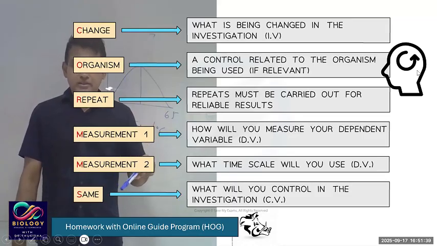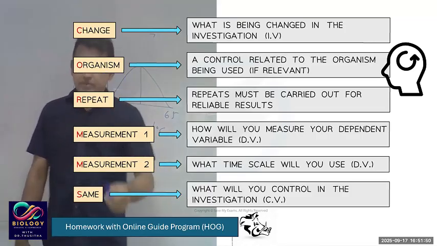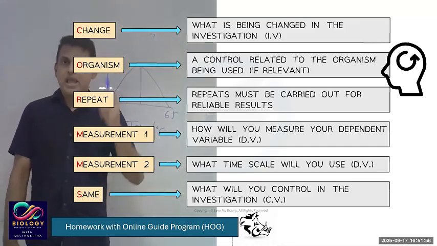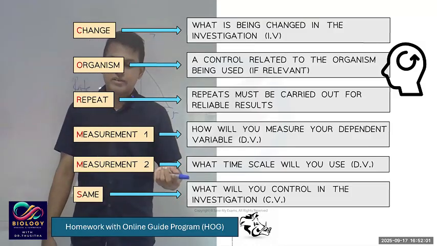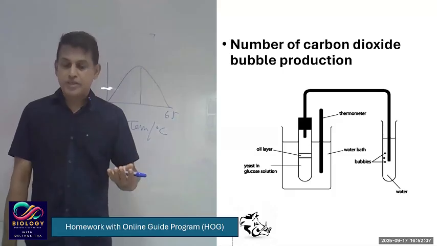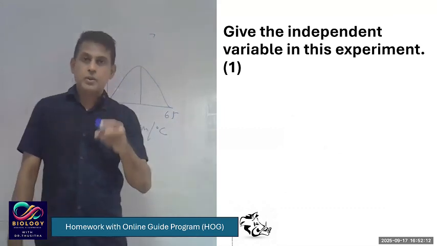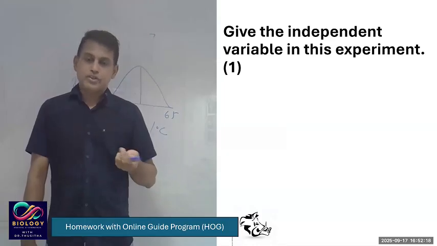And the standardizing of other variables, or control variables: we should keep other variables the same. That's a very important thing to remember. Try to remember this at least every week until you get this scheme. You have to work on it. So the number of carbon dioxide bubbles produced is the dependent variable, what we measure. Give the independent variable in this experiment. Now you can do it, pause the video and write the answer. Go ahead. I will continue the video.